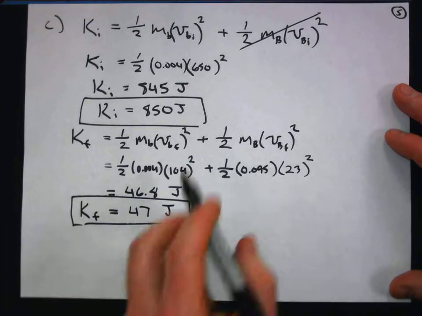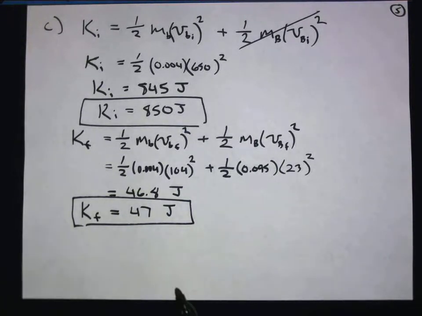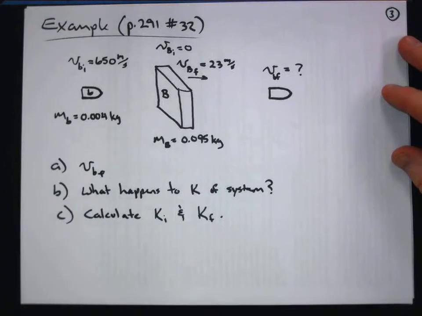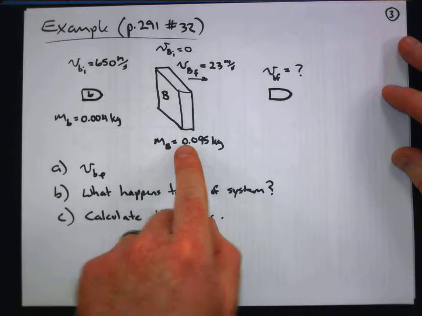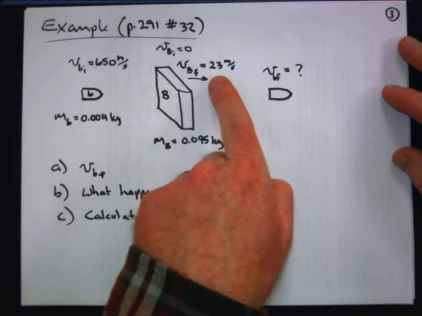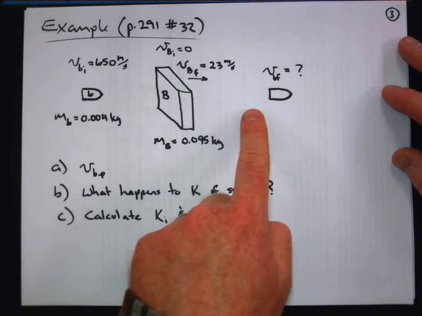Look how much kinetic energy is lost here. There's quite a bit of kinetic energy lost, and yet momentum was still conserved. All right, so look at what we did. Quick recap. Bullet fired at the block, stationary at first. The bullet slowed down, the block picked up speed. When we consider the entire system, momentum was conserved.